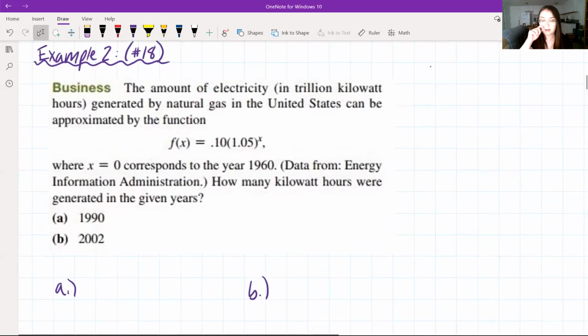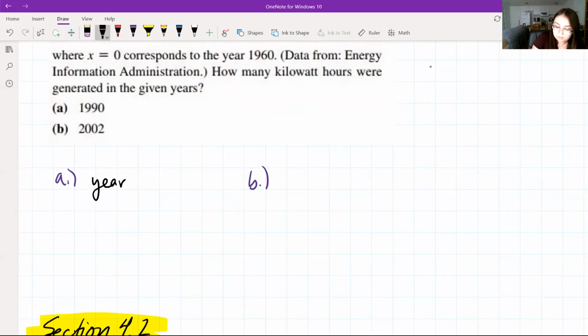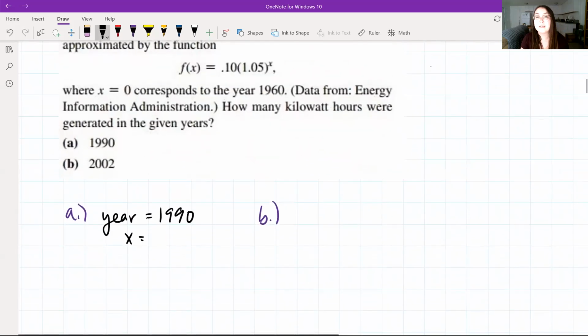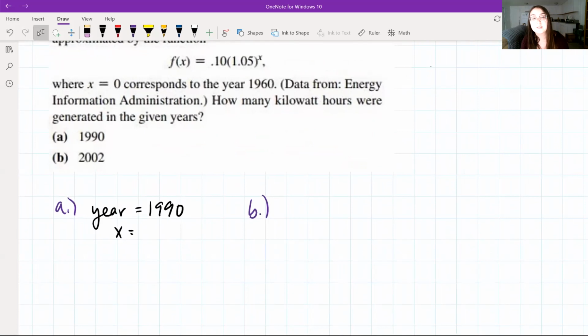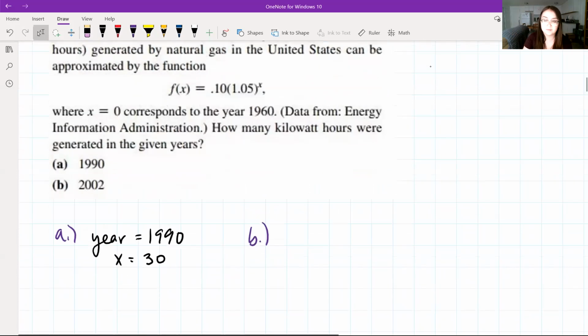So, zoom in a little bit here. If x equals 0 corresponds to the year 1960, and now our given year is 1990, then 1990 is going to equal x equals 30. Now all we have to do is use this equation and calculate when we plug in 30 for x.